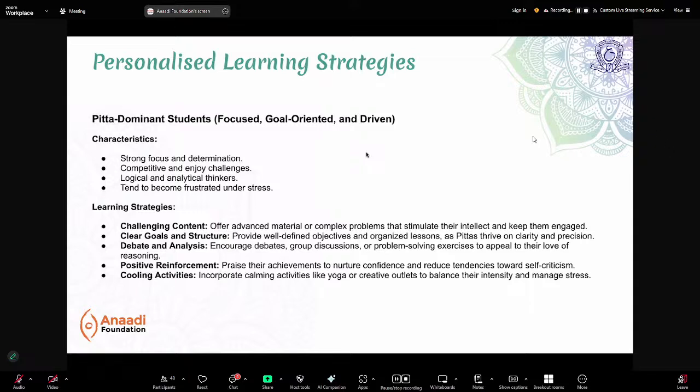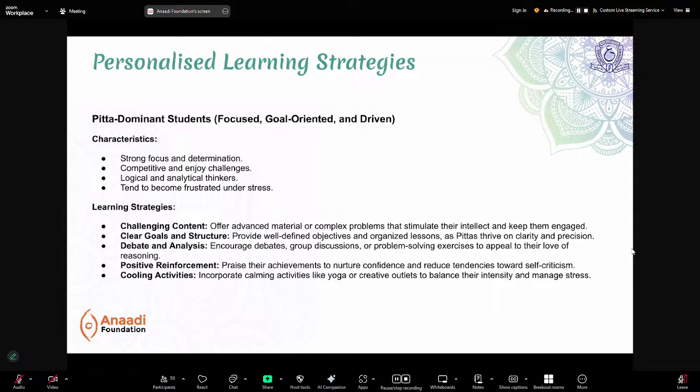Pitta dominated students are intelligent, focused, very goal oriented, driven, but can also get very agitated and very stressed out very easily. So, challenging content: offer advanced material or complex problems that stimulate their intellect and keep them engaged. Provide a very clear goal and clear structure, and organize the material so that they are comfortable learning. Vata Prakriti, even if you don't organize much, they will easily be happy because they're very creative. They don't like to organize it too much.